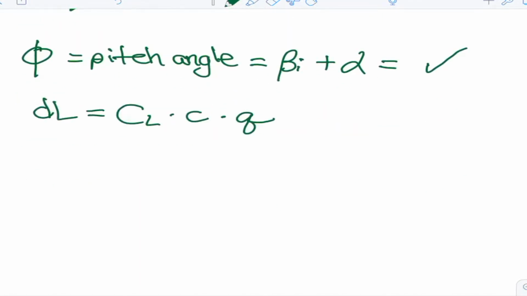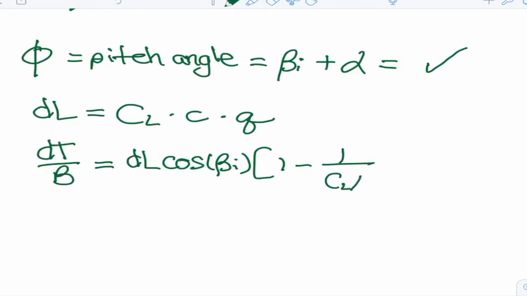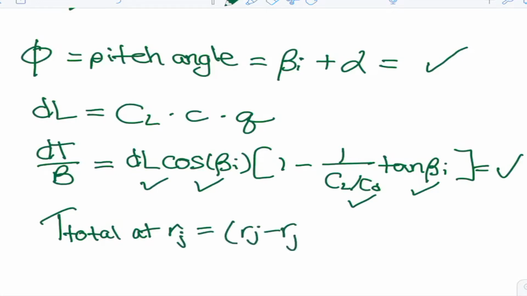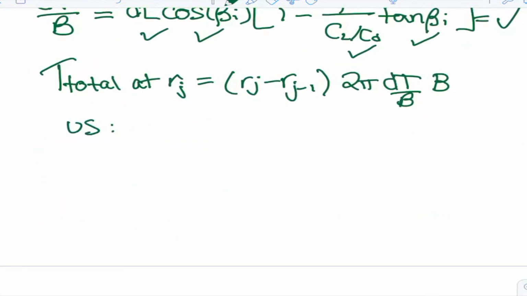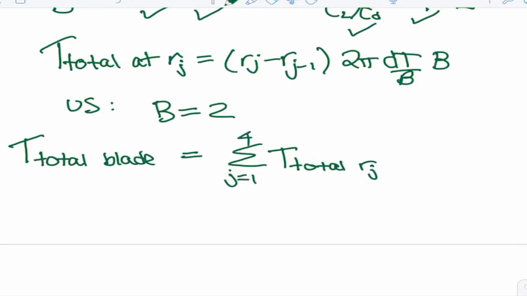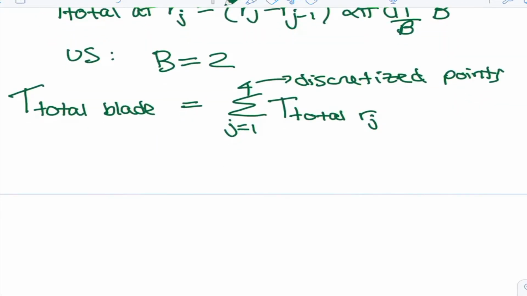We have now everything we need to compute the elemental thrust at each radius. Summing up all the thrust values yields the total thrust of the blade at maximum efficiency, as you can see. Or so we thought.